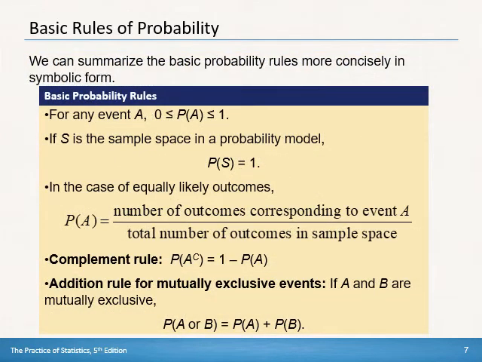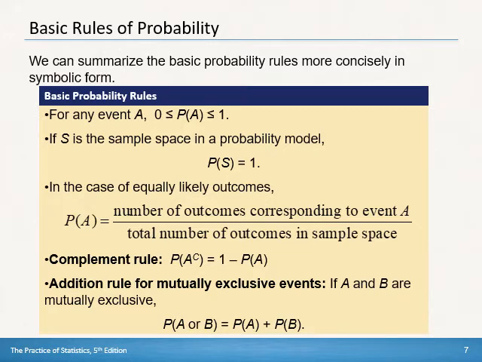All right, so another way of looking at some of these same rules. First, the probability of any event is between 0 and 1 inclusive, so it could be 0 or 1 or anything in between. The probability of S, the sample space, the sum of all of them has to be 1. And when all the outcomes are equally likely, it's simply the number of outcomes that correspond to our particular event divided by the total number in the sample space.